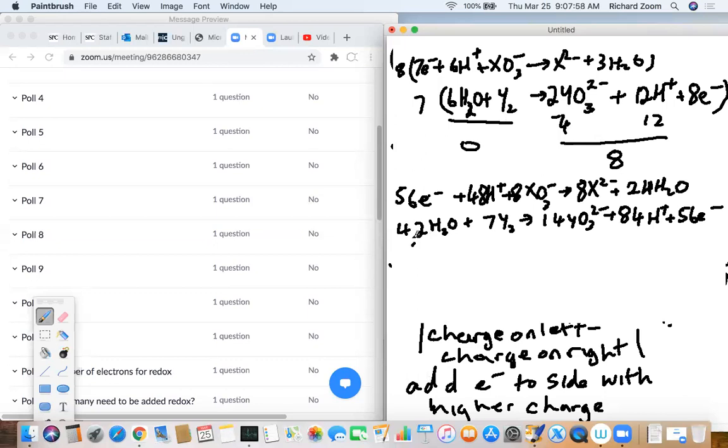Okay, now we can go ahead and add these together. Now, the electrons cancel, of course. I'll do the H pluses first. We've got 48 and 84. Now, the difference between 48 and 84 is 36.